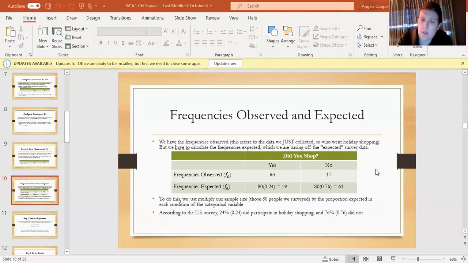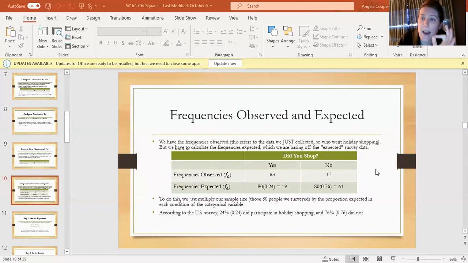So we have to calculate the expected frequencies. We have the percentages of 24 and 76, but we have to put that more in the context of our sample. If 24% of the expected population is saying that they did shop and 76% are saying they did not, we have to fit those to our sample to see, out of 80 people using these expected values, how many people we would expect to see in our sample of 80 if this were the case.